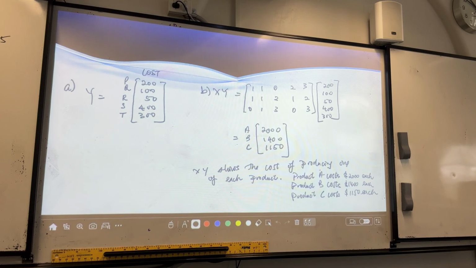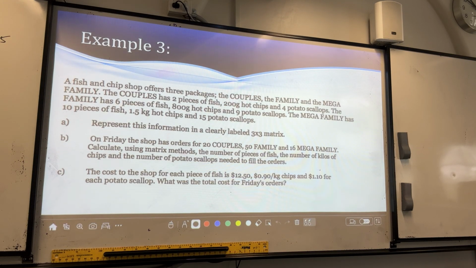Alright, now I'm going to give you about 2 minutes to attempt example 3, and then I'll explain it. I do want to finish this lesson today. So now you've got to think about fish and chip shops offering packages, and how you are going to write the information in the 3 by 3 matrix.